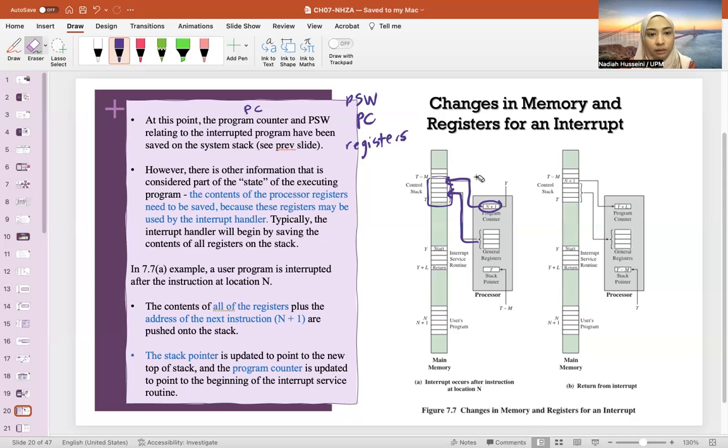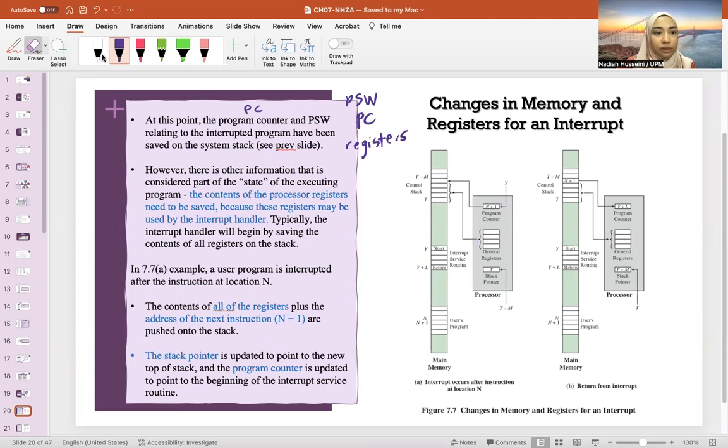Okay, I hope everyone is still with me. Don't sleep on this. So in the 7.7a example, a user program is interrupted after the instruction at location N. So basically, it is doing an instruction at N.